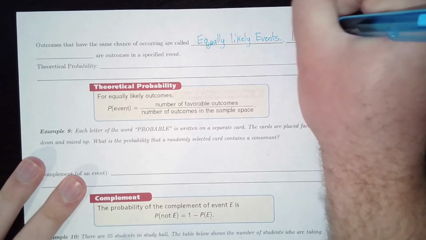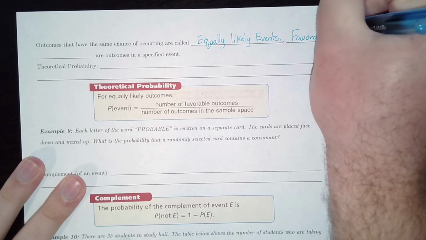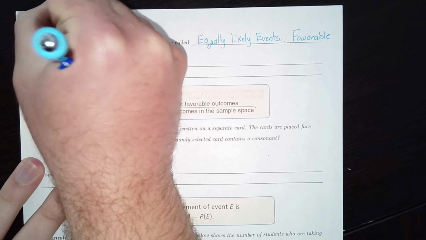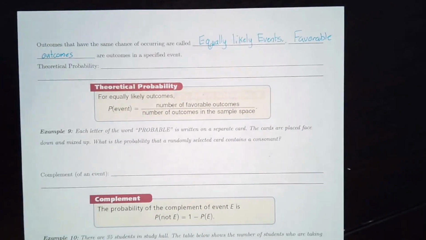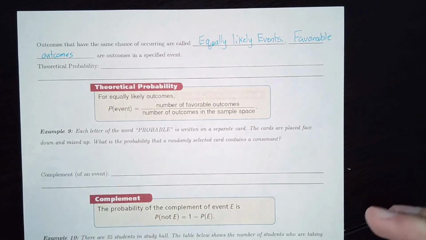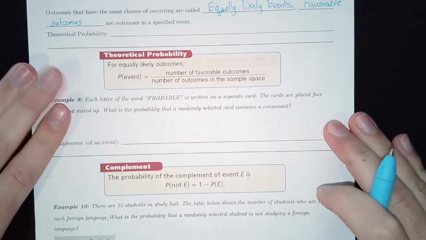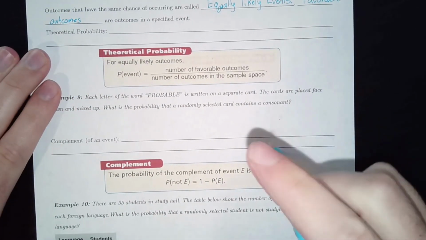We also have what we call favorable events. Favorable outcomes are the outcomes that we want in order for a specific event to happen. So if my event is that I roll a number that's bigger than 4, my favorable outcomes are 5 and 6 because those are both bigger than 4. So my favorable outcomes are kind of the outcomes that make up the event. You can think of it that way. For theoretical probability, this is the one that we do most often, but sometimes we do go to experimental. That's the other type that we'll talk about as well.